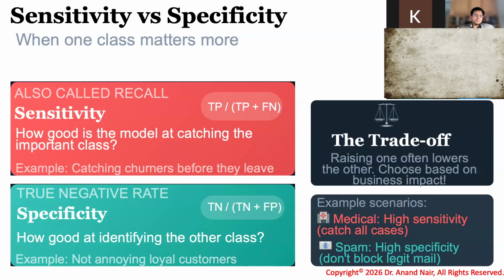High specificity, on the other hand, is when you'd rather let some of these go unchecked. In the case of spam filtering, you will end up having some spam coming into your inbox. That's by design, because you want high specificity. You would rather let some spam go through so that you don't accidentally block some of your important emails. Right? So depending on the context, you would choose one versus the other.